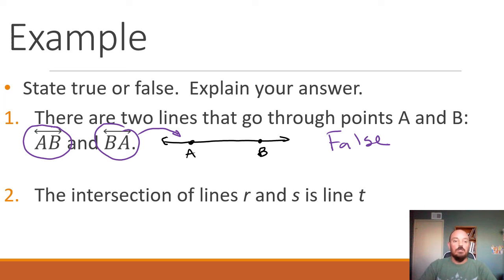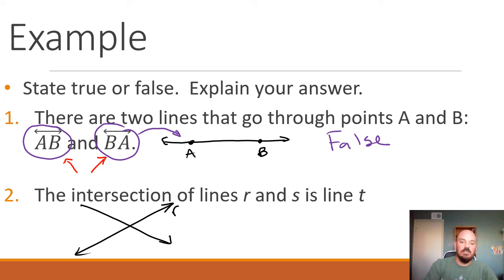Okay. Number 2, the intersection of lines R and S is line T. Let's do a picture again. Here is line R, and remember, I told you guys, a couple modules ago when we first started talking about this stuff, one way to name a line is what we did up here, using 2 points, line AB or line BA. The other way is to just use a letter and put it next to the line like I did with the R there. So there's line R. Let's say this is line S. Their intersection is line T. Their intersection is this. So you're saying, is that a line? No, that's a point. So this one's going to be false again.